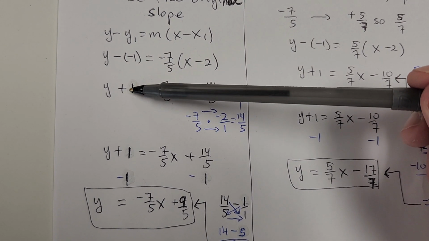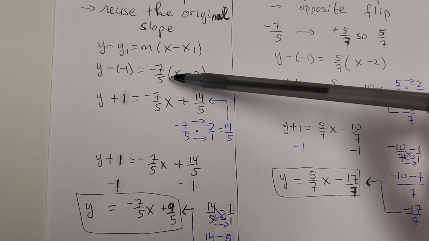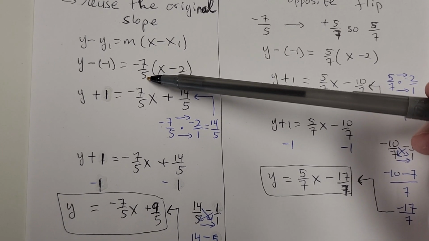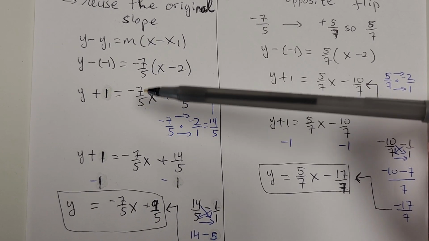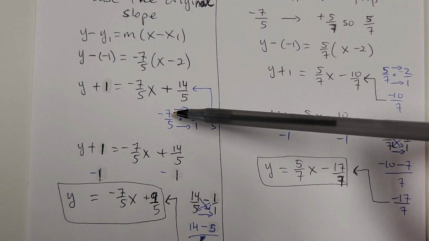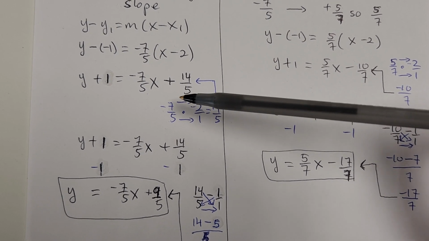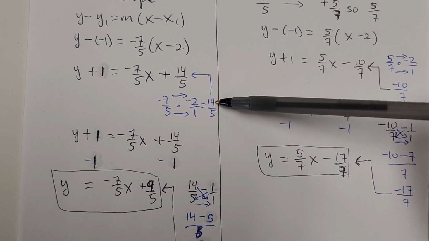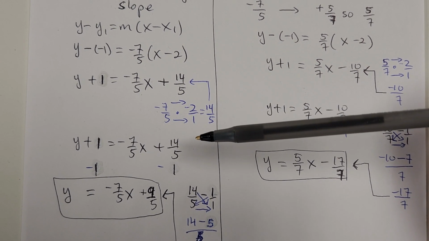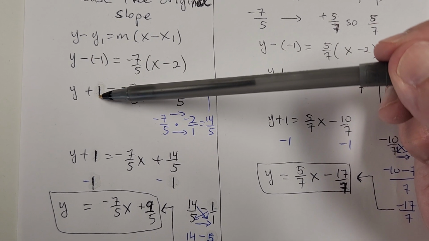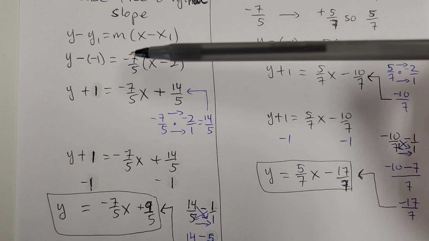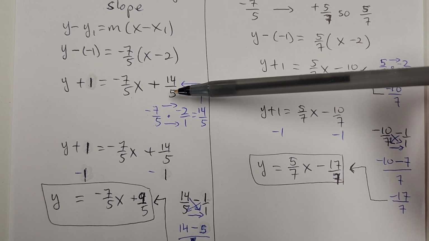So negative and negative gives me plus 1. Here I just have one set of parentheses, so just multiply it out. Negative 7/5 times x is negative 7/5 x. Negative 7/5 times negative 2. Since we're just multiplying fractions, just multiply across. So negative 7 times negative 2 gives me positive 14. 5 times 1 is 5. So 14/5 is over here. Okay, one more time. Negative times negative, positive 1. Negative 7/5 times x, which is here. Negative 7/5 times negative 2, which is positive 14/5.